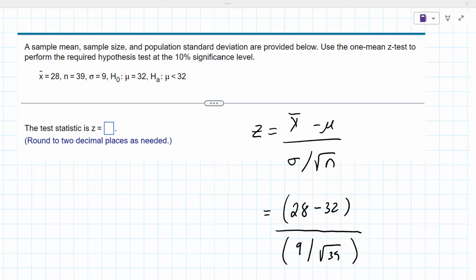Okay. Okay. 28 minus 32. How are you doing on this calculation? I'm working on it. Okay.